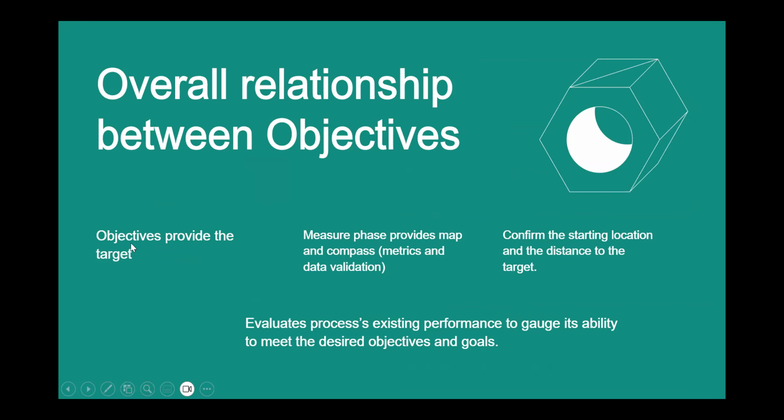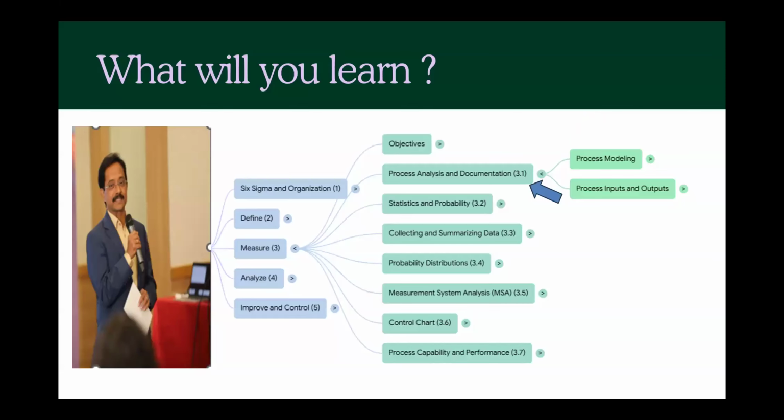Say measure objectives. What you are given as your objective in the project. There is a project charter, and the measure phase is going to provide the map and compass. So what it means? For example, I am setting the basement for me to start the project. Confirm the starting location and then the distance from the target. These are all some measurements. See, the measure phase and your project objective both should go hand in hand, right? If there is any deviation, your project may go wrong. That's what we are trying to convey here.